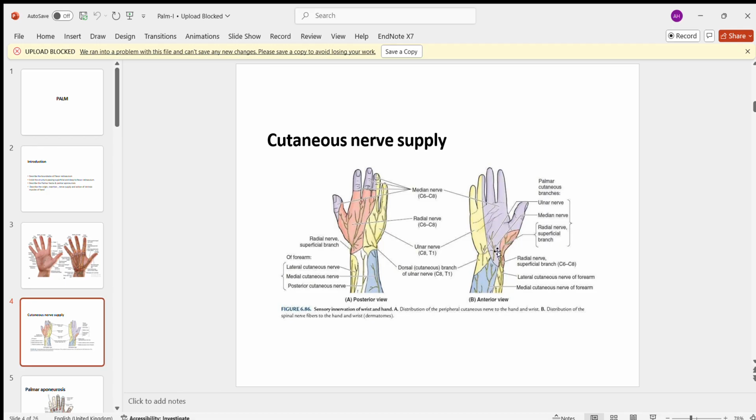Now talking about the dorsum of the hand, the medial 1.5, that is just posterior to the medial 1.5 of the palmar surface, the dorsal surface of the medial 1.5 is also supplied by the ulnar nerve. The lateral 3.5 is supplied by the radial nerve, and the nail beds of the lateral 3.5 fingers are also supplied by the median nerve.